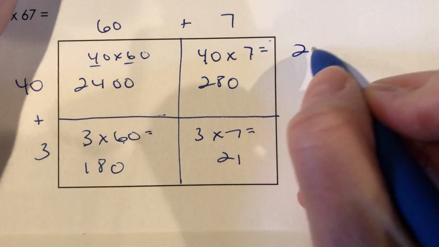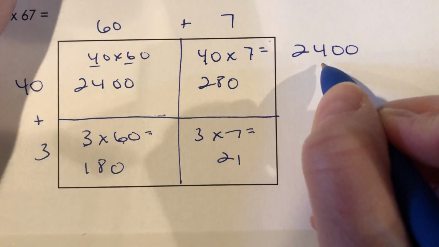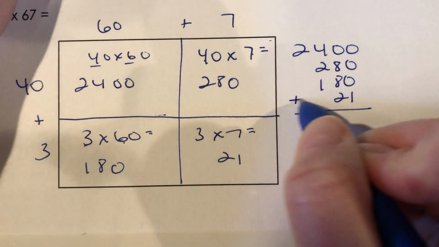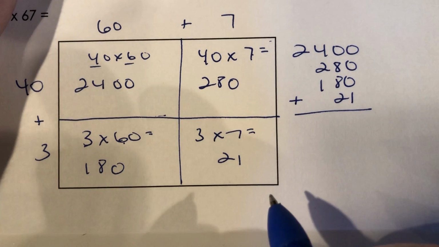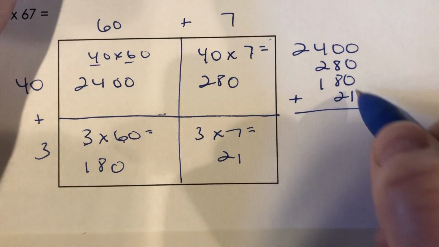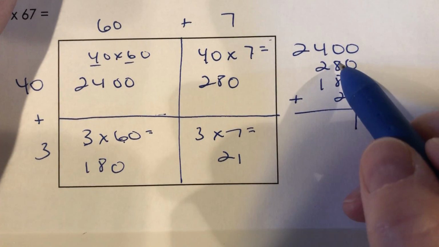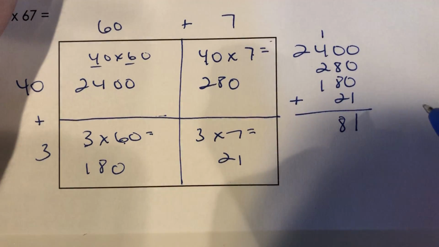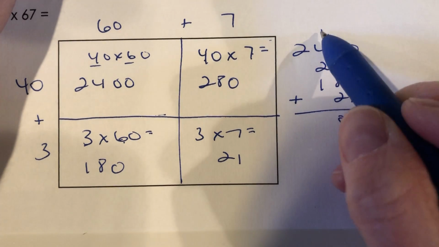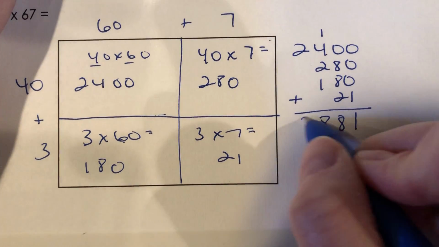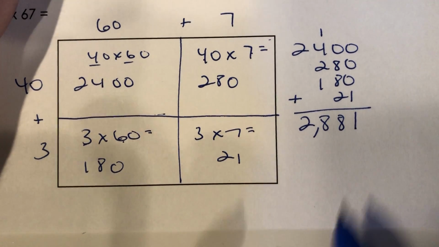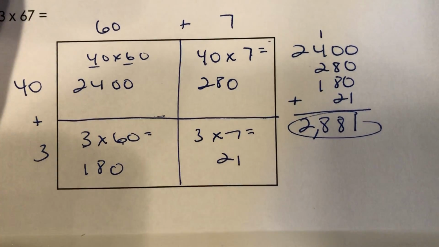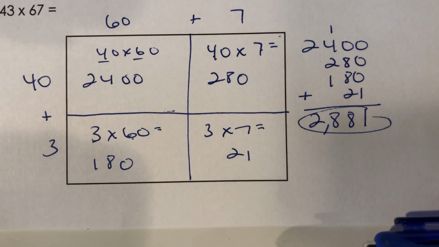So let's go ahead and take our 2,400, our 280, our 180, and our 21, and add them all up together. So when I add my ones, I get 1. When I add my tens, 8 plus 8 is 16, 17, 18. Carry my 1. And 4, 5, 6, 7, 8. And I'll bring down my 2 because there are no other thousands to add to that. So we get 2,881. All right, we're going to do 3 more of these.